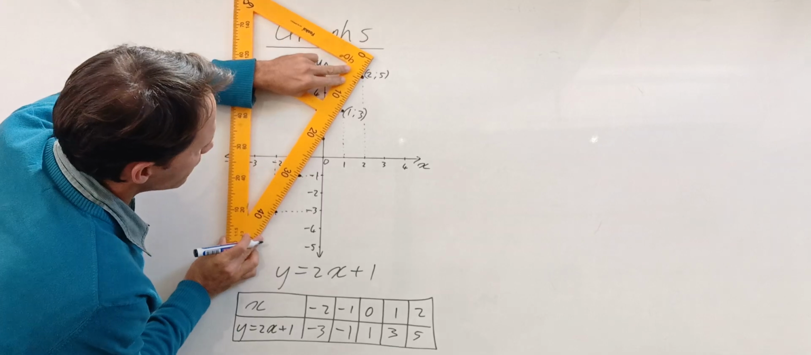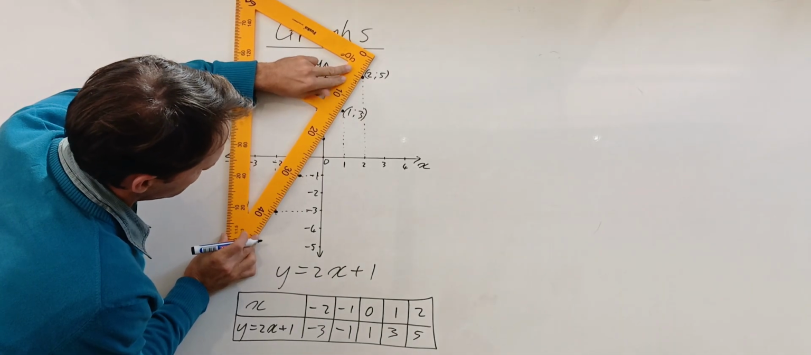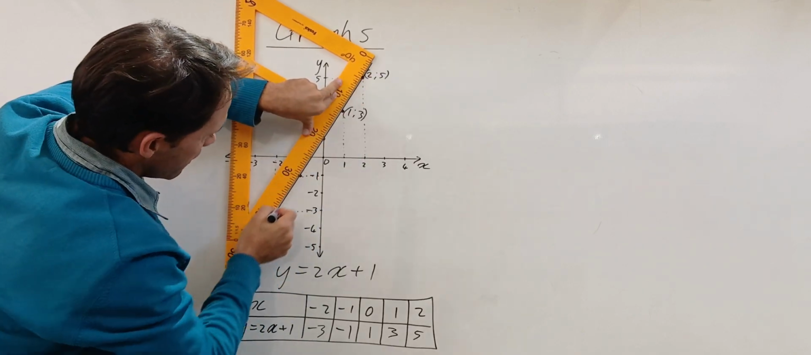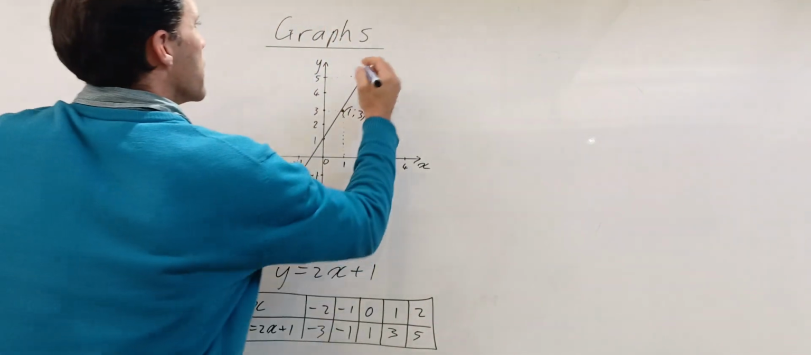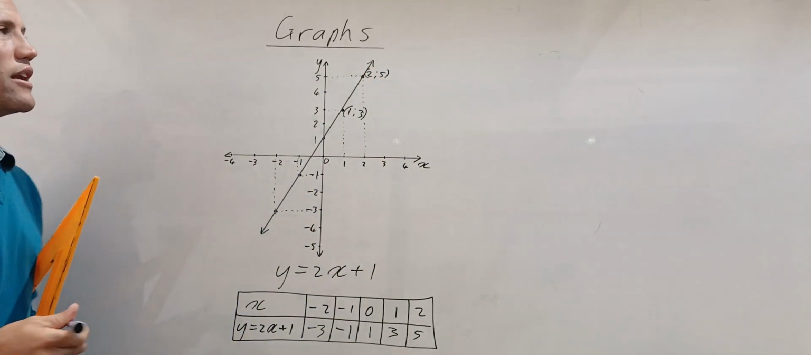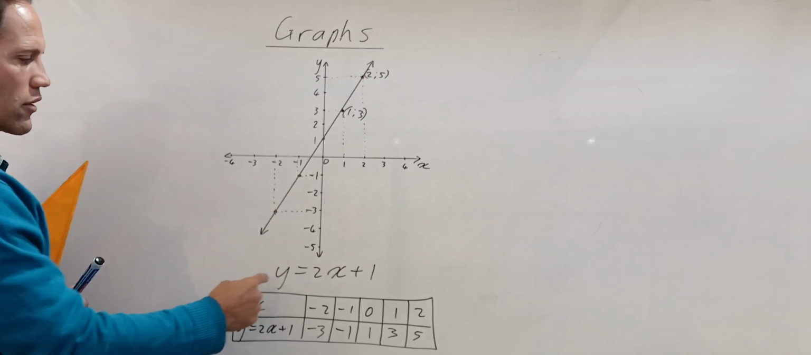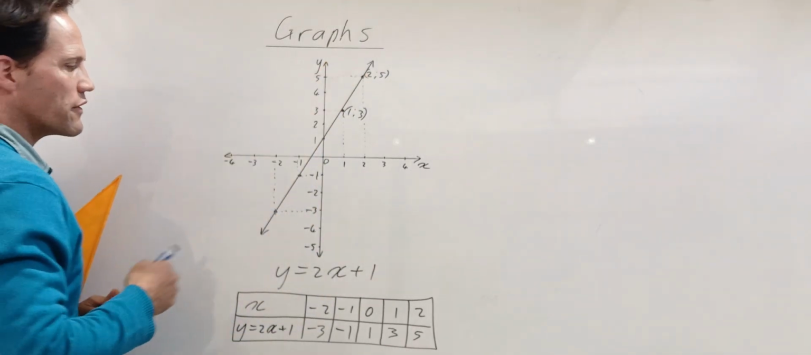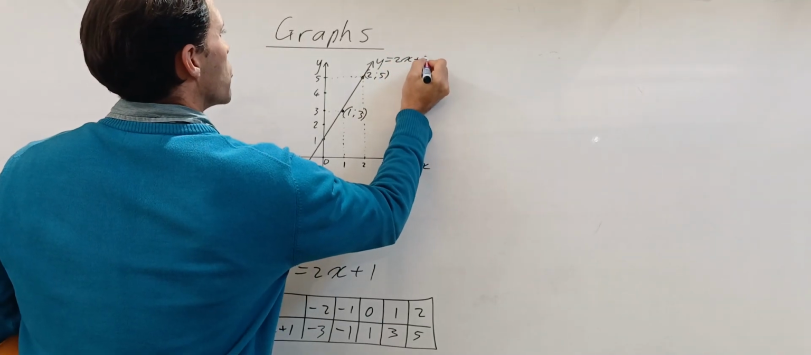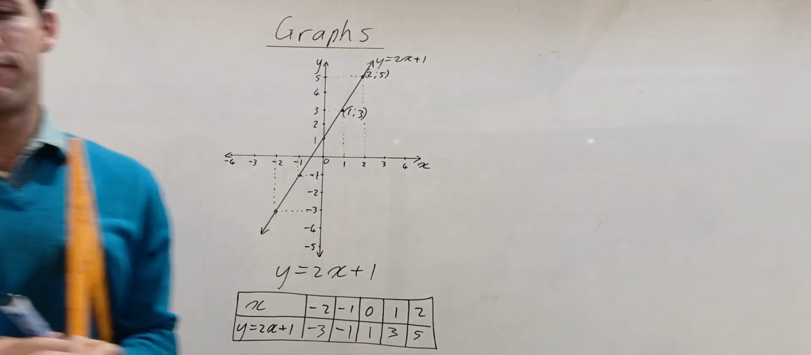And then when you connect them, you're going to see, wow, look at that. It makes a straight line. When I connect them, I've got a line like this. There's my line. And what do I call this line? What's the name of that line? The name of the line is y equal to 2x plus 1. Y equal to 2x plus 1. That's the name of this line. Y equal to 2x plus 1. And that is how you draw graphs. Okay. Yes.